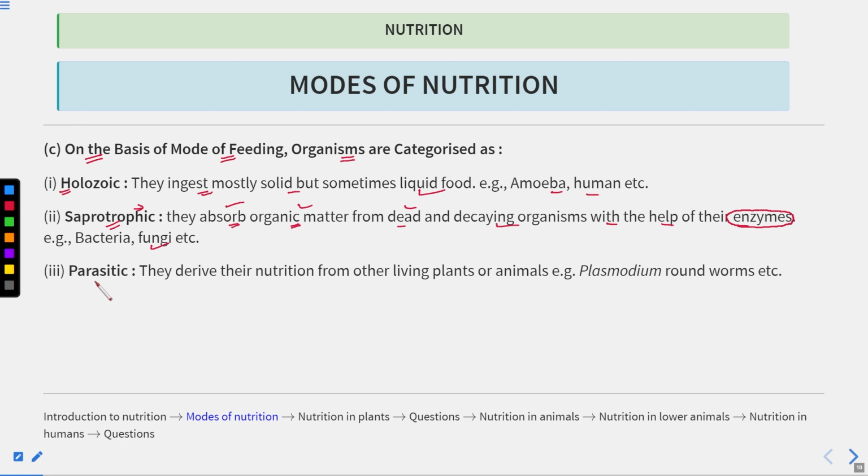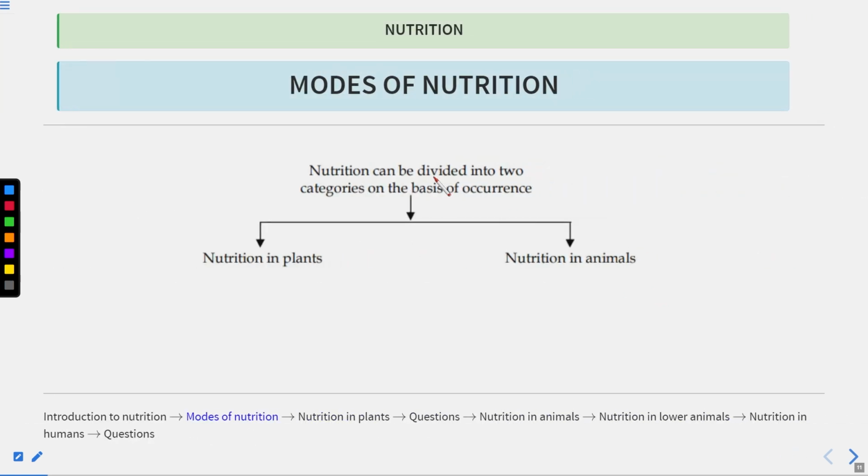Now, third one is parasitic. These organisms derive their nutrition from other living plants or animals. For example, Plasmodium, roundworms. So Plasmodium and roundworms are parasitic and they also cause a lot of disease. They derive nutrition from other living plants or animals. So this is very important. The host should be living. And they usually cause diseases in living organisms.